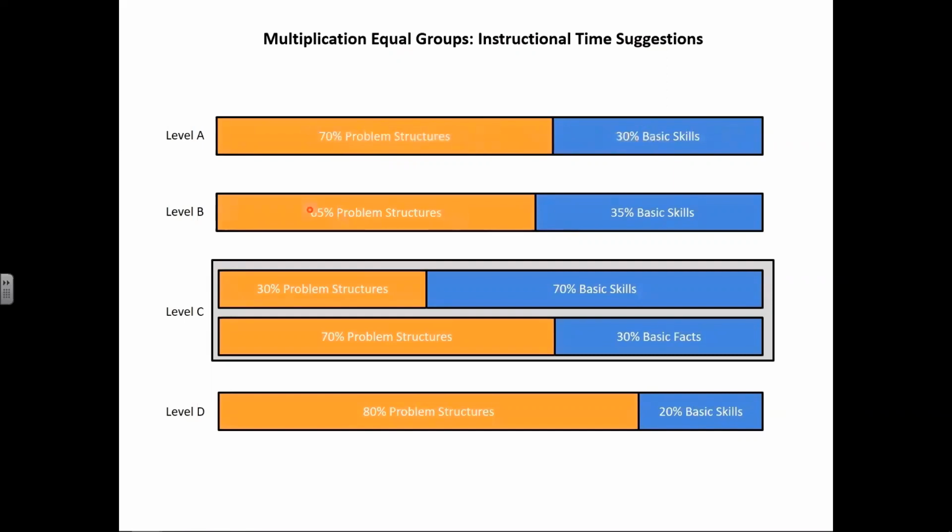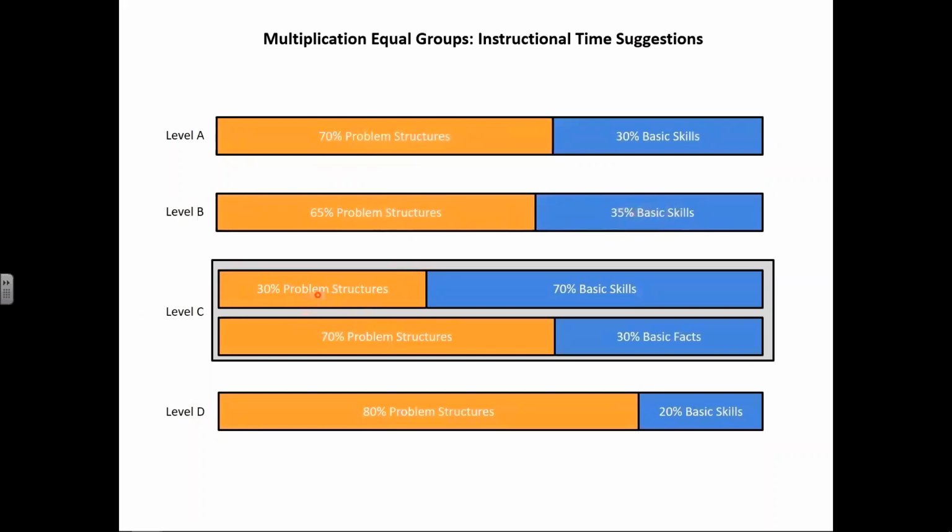Remember, for level B, these are students who we're trying to get to create equations. So we want them to really focus in on the structures, right? Groups, number in each group, or multiplicand and multiplier. And then basic facts, or basic skills, which could be skip counting. But most of them will probably have some form of skip counting in place and be working on their facts.